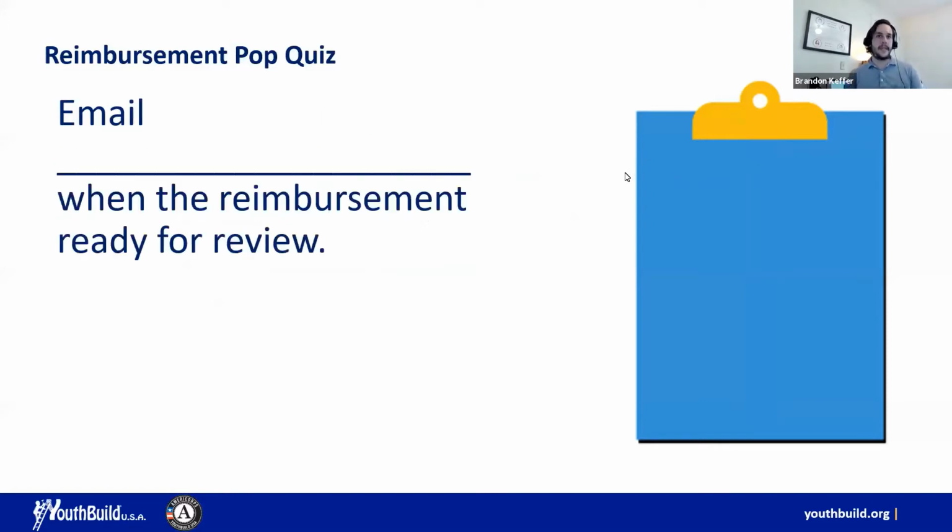And you can email when the reimbursement is ready for review. So what is the fiscal team's email address? The general team email. You can certainly reach out to your fiscal manager, but what is the email for the AmeriCorps team? Thank you, Scott. AmeriCorps@youthbuild.org. So anytime a reimbursement is ready, you can upload that to Dropbox. We don't necessarily get a notification when it's uploaded to Dropbox, so it's best to reach out via email just to confirm that it is ready for review.